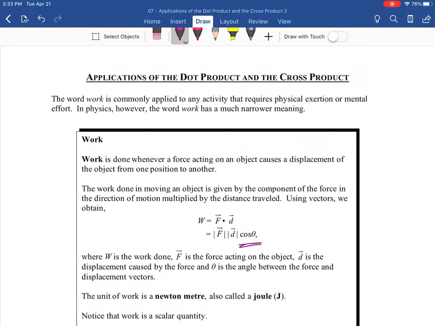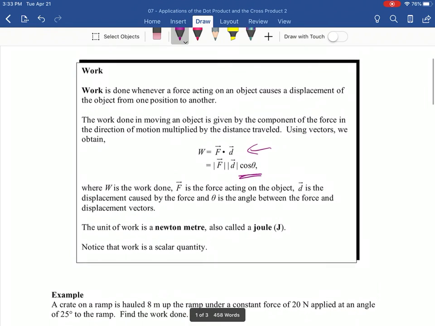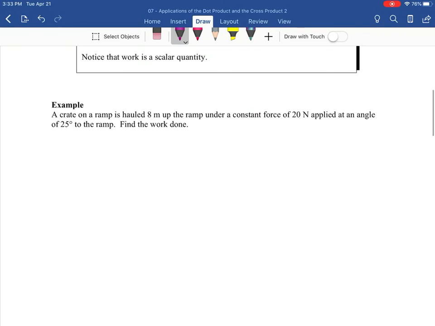Now, why is the cos theta in there? You'll see in the first example. We only want the force that's in the direction that we're going. This is really dot product. That's what is going on here. How much of this force is operating in the direction we're going? So W is the work done, F is the force acting on the object, D is the displacement, and theta is the angle between the force and the displacement. The unit of work is called the Newton meter. It's so common that we actually give it its own special name, the joule. And joule, for you physics people, is the amount of energy that we're transferring. And this work is going to be a scalar quantity. It's going to be a number.